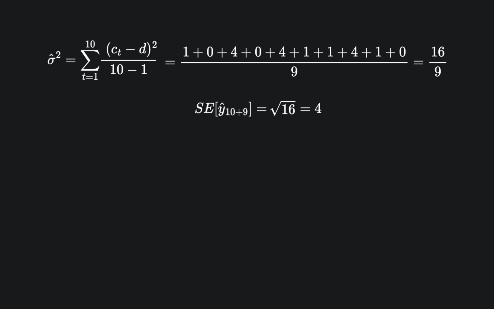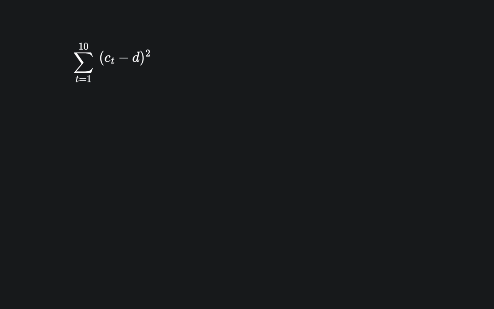Due to this, the final answer only ends up depending on the values of c sub t. So, if we want our final answer to be some number n, we need to pick our c sub t such that 1. The sum of their squared distance from the drift is n squared, and 2. The average of the c sub t is equal to our chosen drift d.